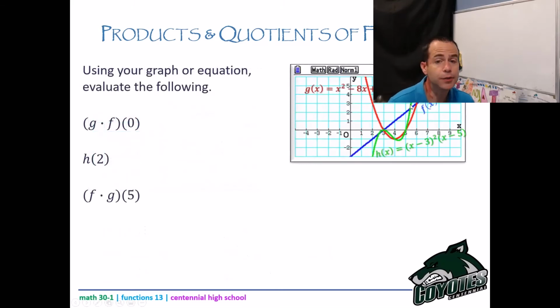All right, now using your graph or the equation, evaluate the following. So we did things like these yesterday. G times f of 0, well, that means g of 0 times f of 0. G of 0 I don't have here, but I do, right? It's 15. It would just be up here. Even though I didn't show it to you in my window, g of 0 is 15. F of 0 is -3. 15 times -3 is -45. So g times f of 0 is going to be -45. Okay.